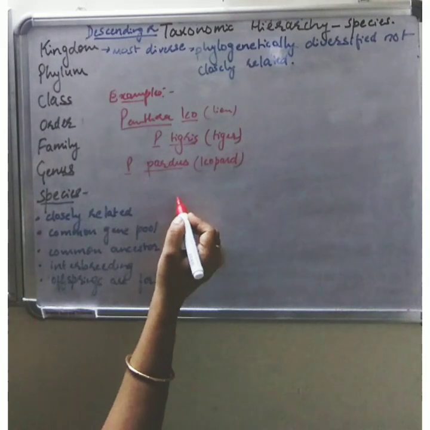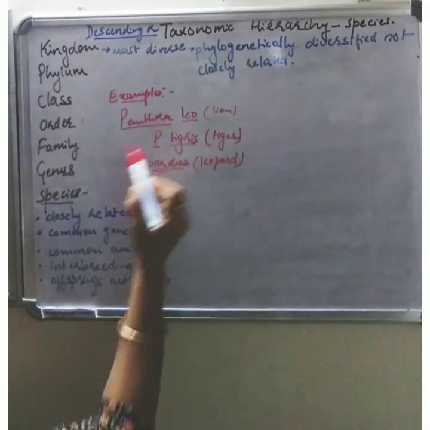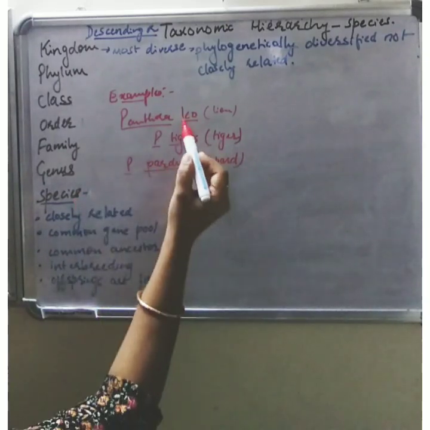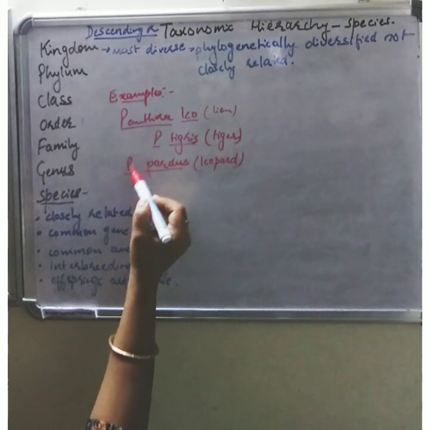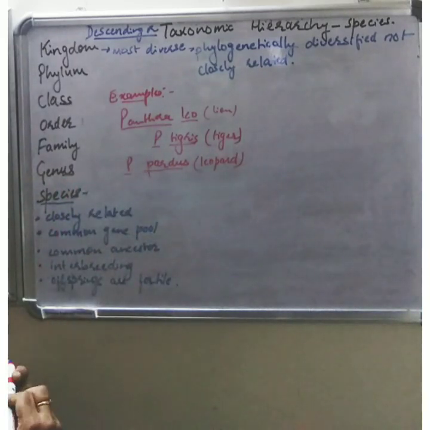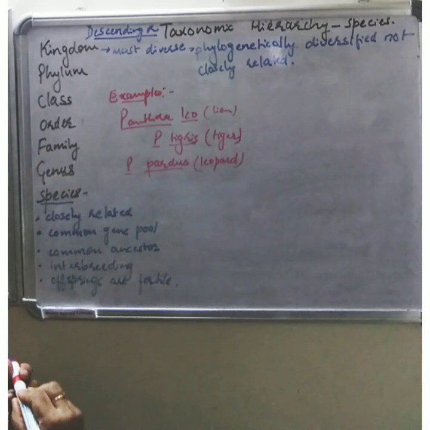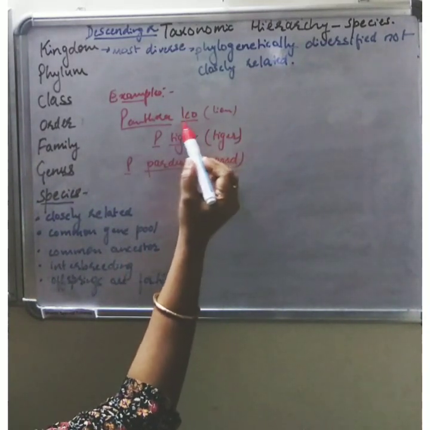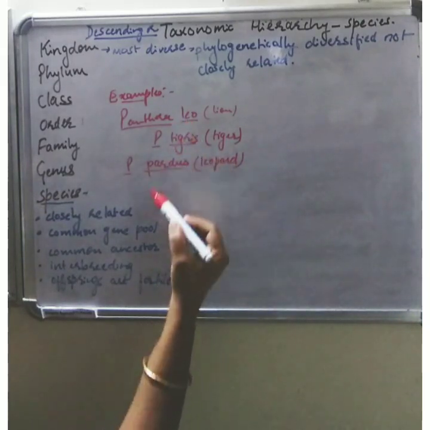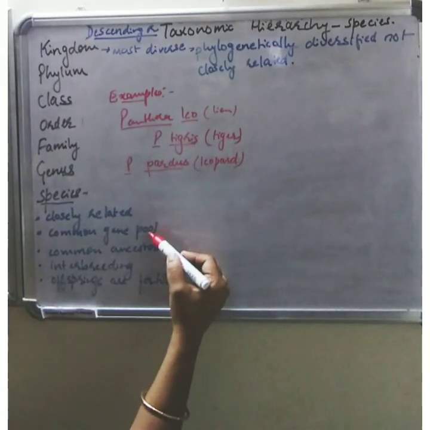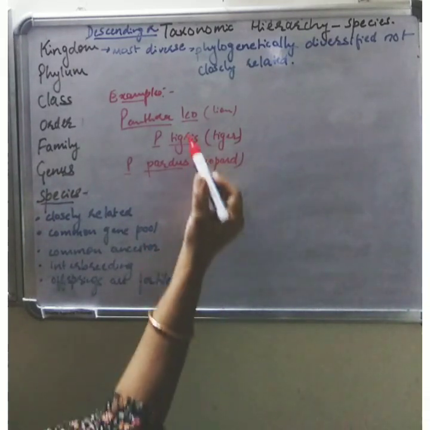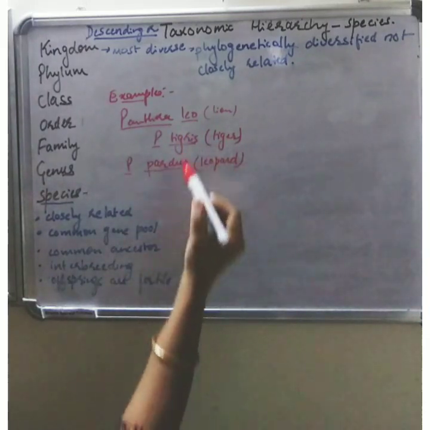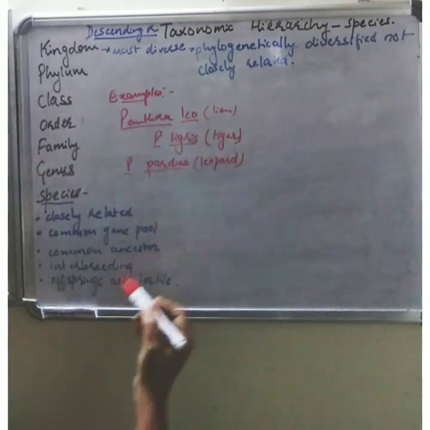So these are the three examples. Panthera is the genus, and leo, tigris and pardus are the three species coming under the genus Panthera. All the members of the lion, Panthera leo, all the members of the leo species, are closely related. They have a common gene pool, common ancestor. All the members of leo, tigris, pardus are interbreeding and their offsprings are all fertile.